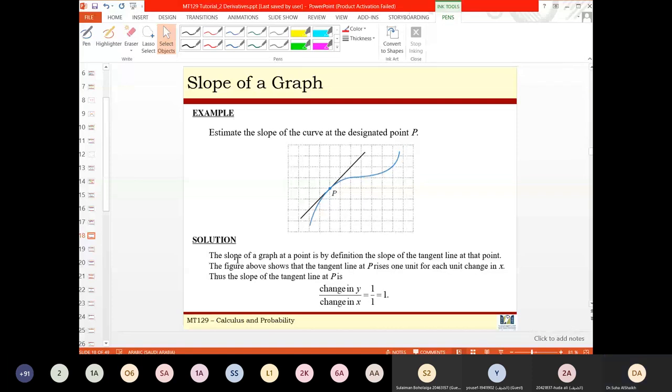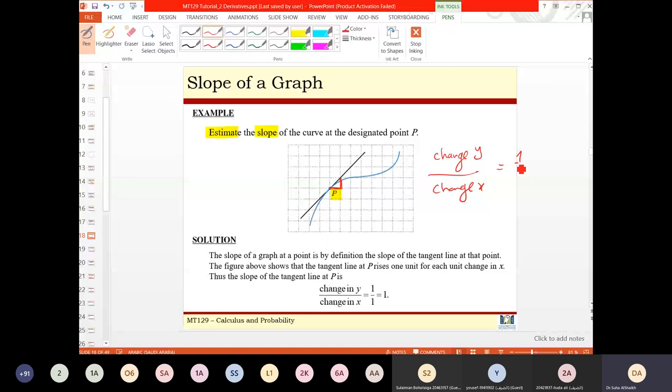So the question is, estimate the slope of the curve at the point P. This is the point P. To find the slope of this line, we talk about the change in y over the change in x. For this line, this is how much the x changes and this is how much the y changes. As units, how many units is the change in y? Just one. And the change in x, how many units? Just one.